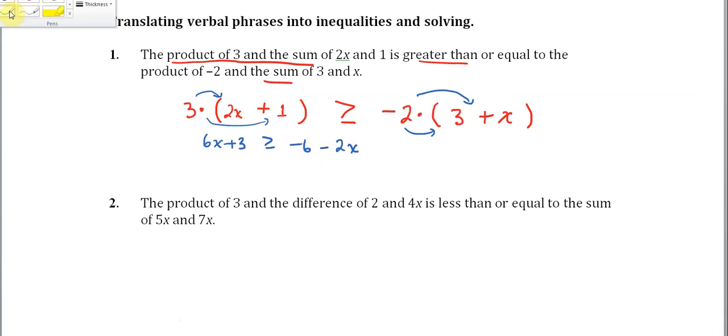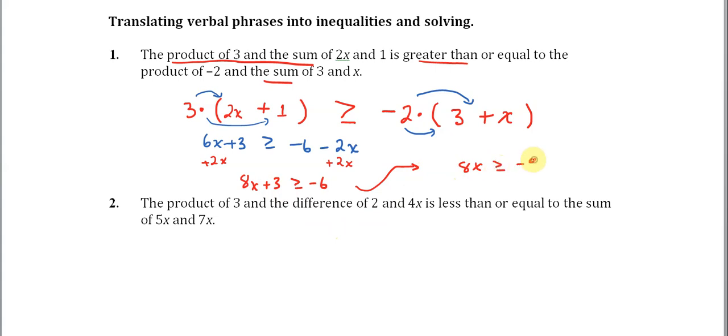And as before, what I like to do is take all the negative variables and move it to the same side. So I'm going to add 2x to both sides. And that's going to give me 8x plus 3 on the left and -6 on the right. We'll continue this problem over here. Then we're going to subtract 3 from both sides, so that gives me 8x is greater than or equal to -9, and then divide by 8. So x is greater than or equal to -9 over 8.